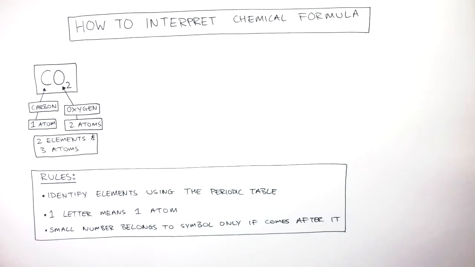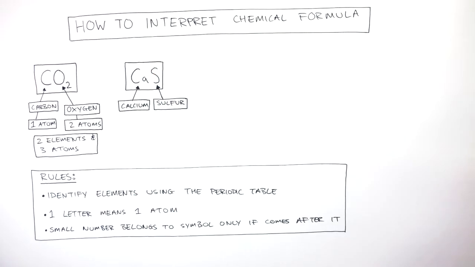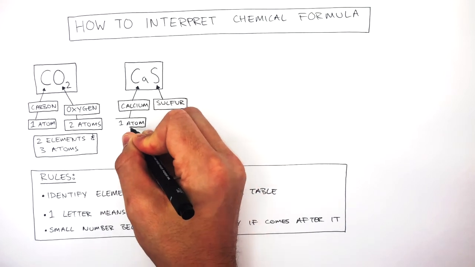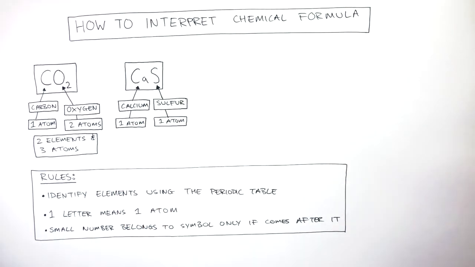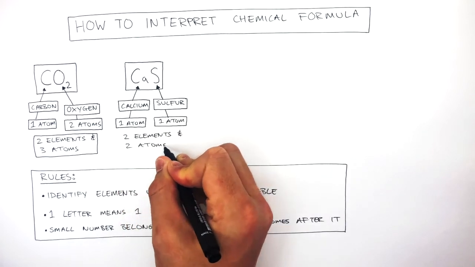In this next example, CaS, the Ca is calcium and the S is sulfur. Because there is only one Ca, this means there is one atom of calcium, and because there is only one S, this means there is one atom of sulfur. So in this chemical formula, there are 2 elements and 2 atoms.